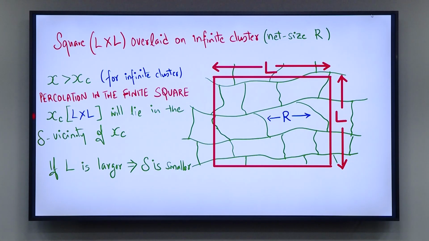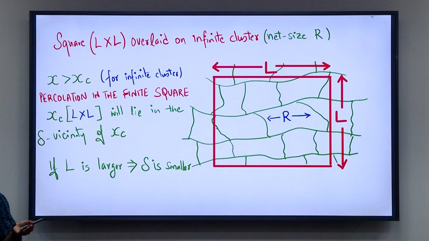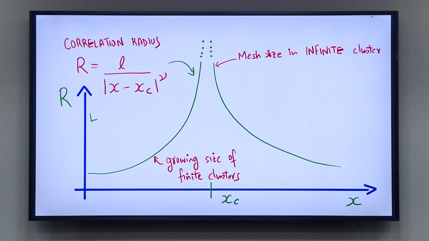So we can say the percolation threshold of this L cross L square will actually lie in the vicinity of the percolation threshold of the infinite square. And how much in the vicinity? If you make L bigger and bigger, it lies closer and closer to XC. Nothing big has been said.